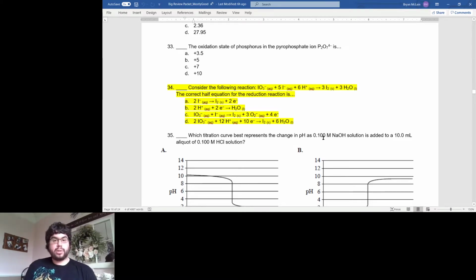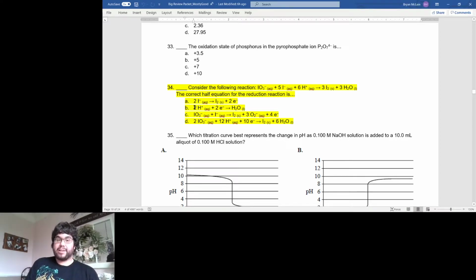All right, consider the following reaction. IO3- plus 5I- plus 6H+ gives us 3 I2 and 3 H2O. The correct half equation for the reduction reaction is, okay, this one seems weird, but it's really, really easy. Because you're looking for a reaction in which electrons are being added, since it's a reduction reaction. So immediately A and C can be thrown out because that would be oxidation, where electrons are being removed. So A and C just get thrown out immediately. And then B and D.